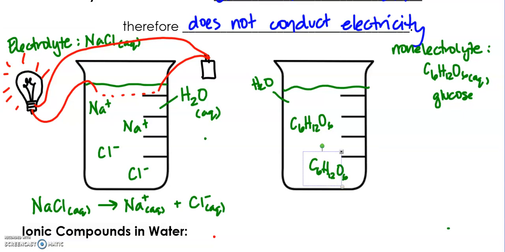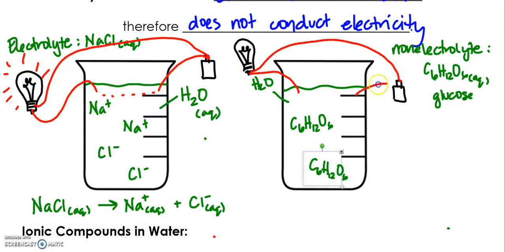So if I set up the same situation with a battery and a light bulb, and I hook them up with wires, same as the other situation, no electricity will flow because we don't have any ions, any charges in our solution for the current to go through. So this, nothing.